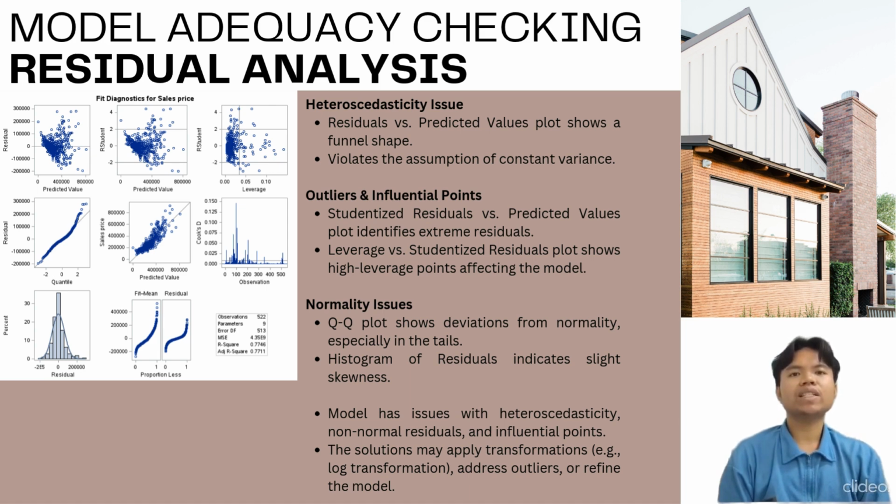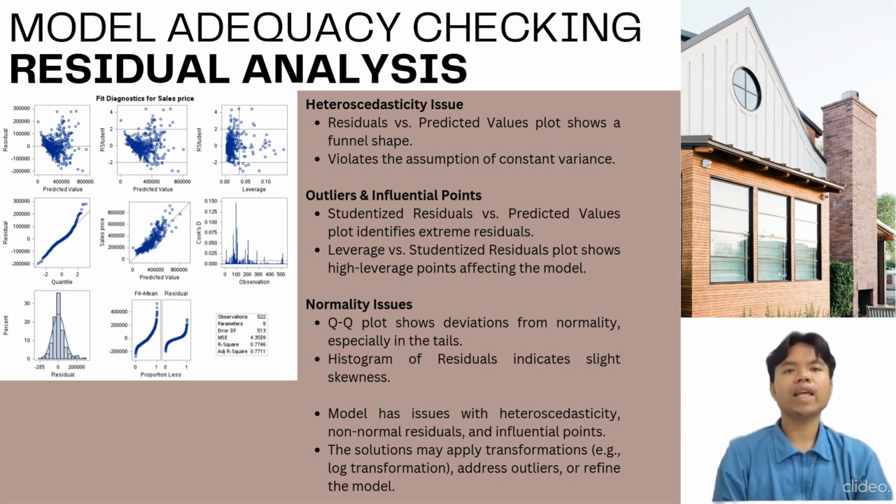The studentized residual versus predicted values plot identifies extreme residuals which may indicate potential outliers. The leverage versus studentized residual plot highlights high leverage points that can significantly affect the model's predictions. For the third one, normality issues. The QQ plot shows deviation from normality, particularly in the tail, which suggests non-normal residuals. The histogram of residuals indicates slight skewness, further confirming the deviation from normality.